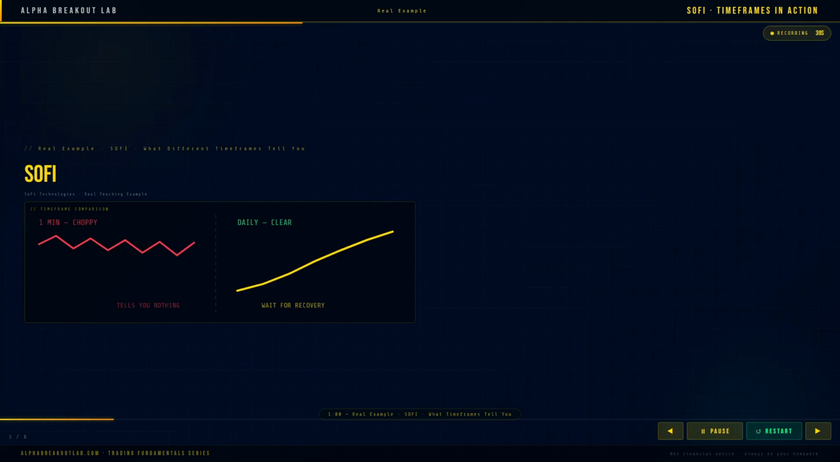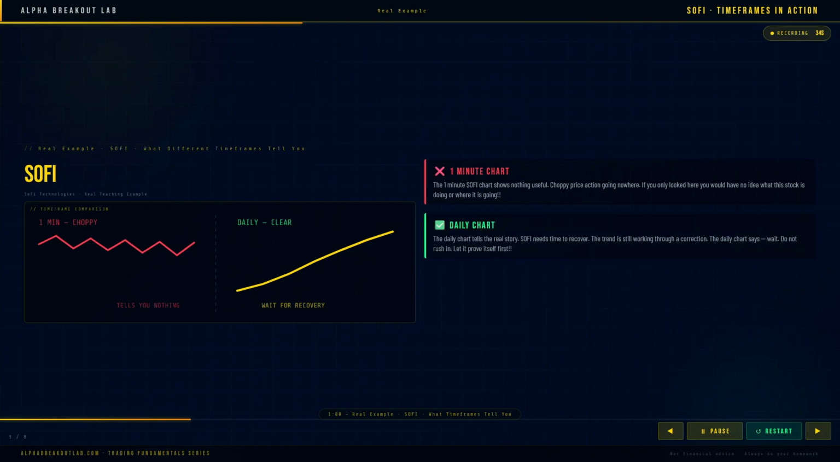Looking at the 1-minute chart, it tells you almost nothing. The price action is choppy and unclear. If you only looked here, you would have no idea what this stock is doing or where it might go next. Now look at the daily chart.